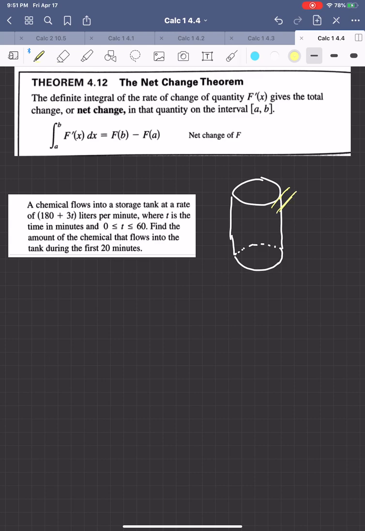So we have some type of chemical that is running into a storage tank, okay? Now, we know that the rate, now that's how fast the chemical is spilling into the tank. We know the rate of the chemical flow is 180 plus 3t liters per minute. So every minute that goes by, we have 180 plus 3t more liters, okay? Let's go ahead and write that. So 180 plus 3t, and that is going to be in liters per minute.